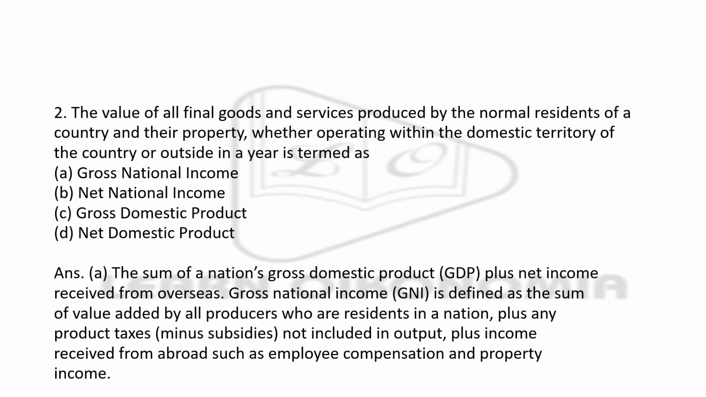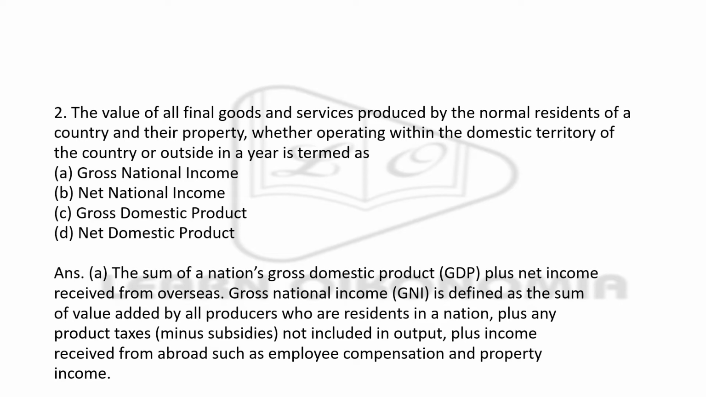For this question, the right answer is option A, gross national income. It is the sum of the value added by the producers who are residents in a nation, plus the product taxes minus subsidies, that means the net indirect taxes, which are not included in output, plus the income received from abroad. That means the net factor income from abroad, which would include employees' compensation, property income, etc.